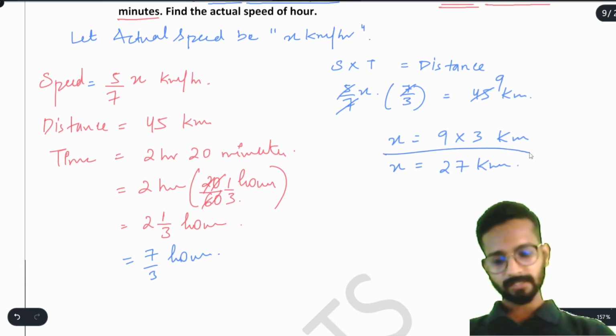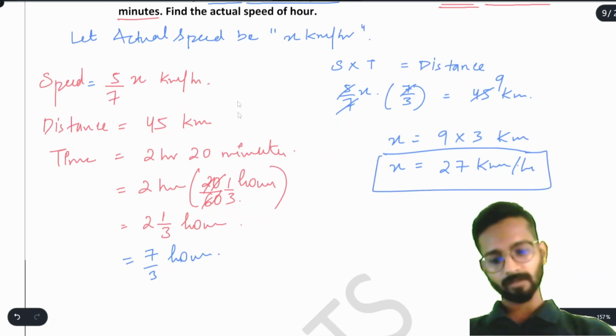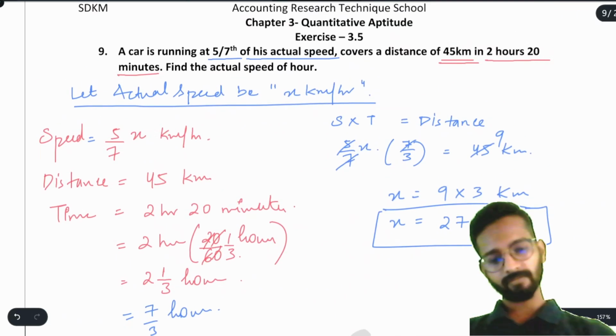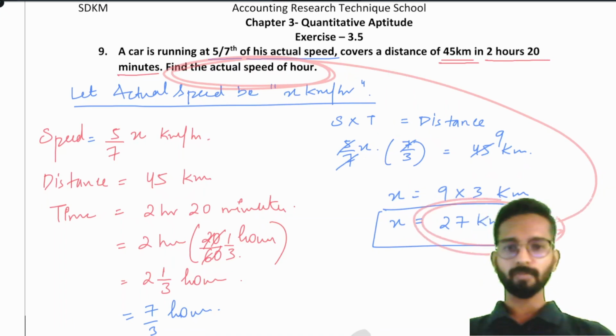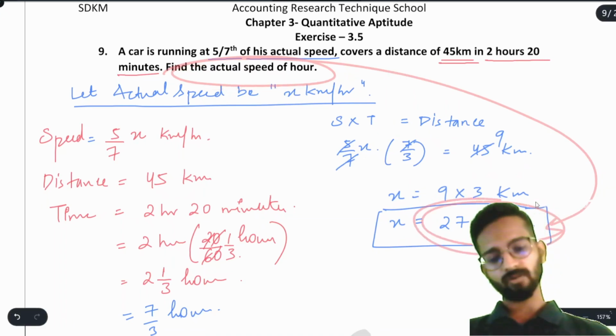Now x is 27 kilometers per hour. What was the x? x was the actual speed, in kilometers per hour, and that is what is required. Find the actual speed of the car. So actual speed is 27 kilometers per hour. Simple enough. Now we'll solve question number 10.